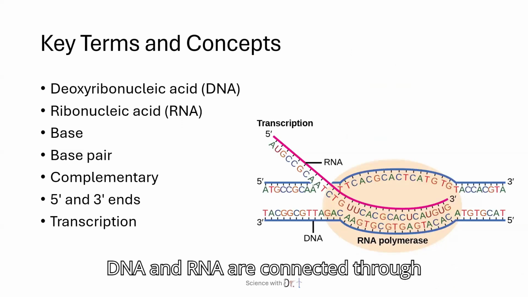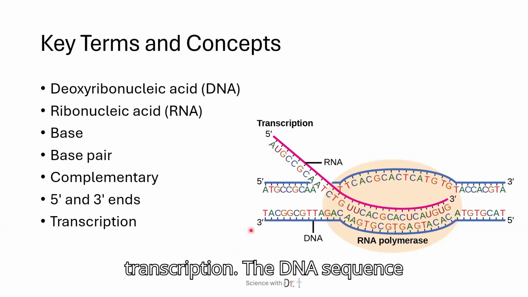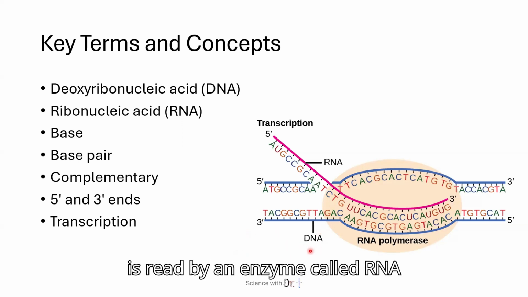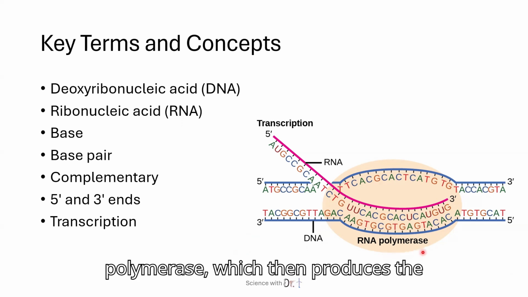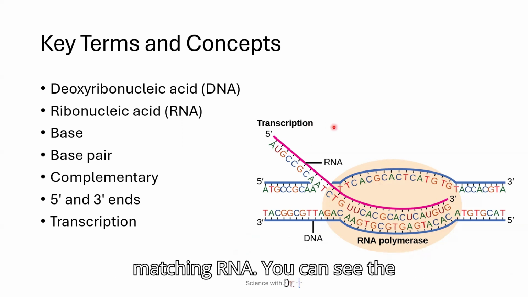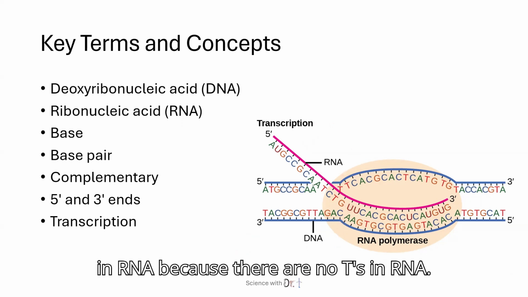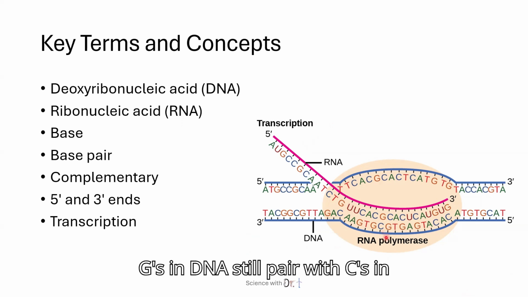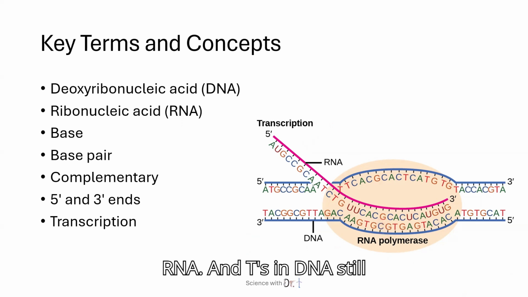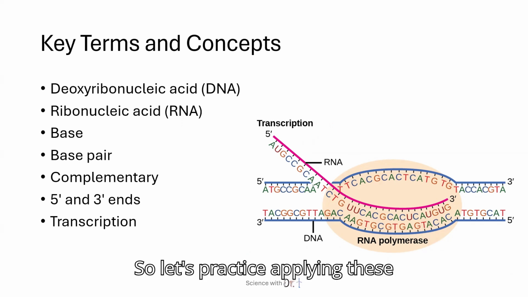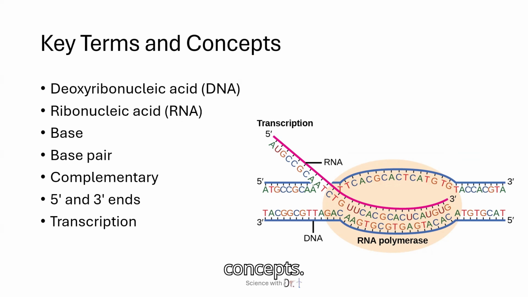DNA and RNA are connected through transcription. The DNA sequence is read by an enzyme called RNA polymerase, which then produces the matching RNA. You can see the A's in DNA pair with U's in RNA because there are no T's in RNA. G's in DNA still pair with C's in RNA, and T's in DNA still pair with A's in RNA. So let's practice applying these concepts.